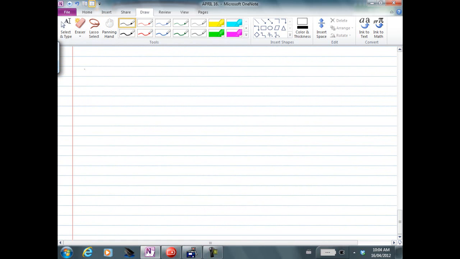Let's say tan theta equals 12 over 5. Theta is in quadrant 3. Find sine theta, cos theta.